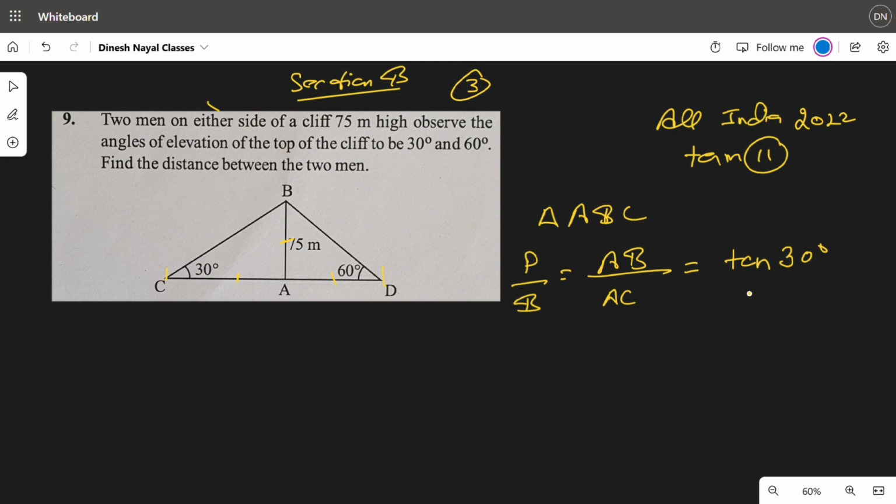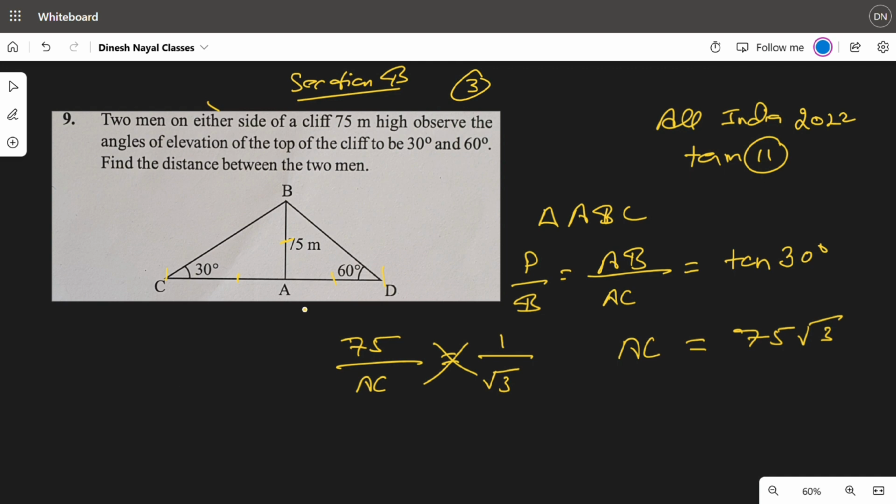Now what is AB? They have given AB as 75, and we have to find AC. So AB by AC is equal to tan 30 degree. Now what is tan 30 degree? Tan 30 degree is 1 by root 3. So we cross multiply. AC will be multiplied with 1, so AC into 1 will be AC only. This is 75 root 3. So we have the value of AC, which is 75 root 3.